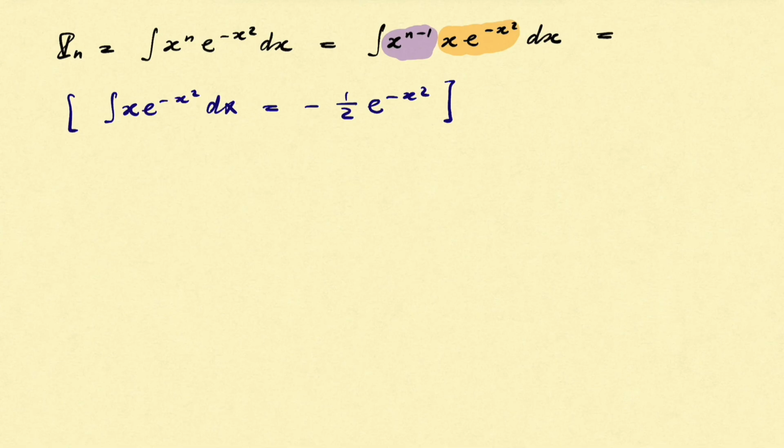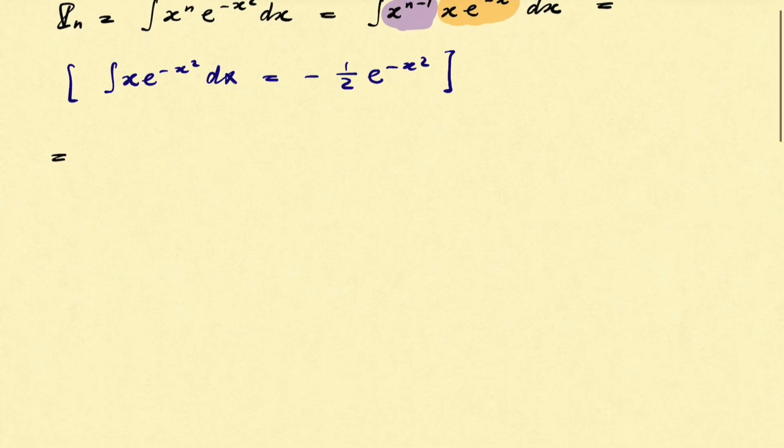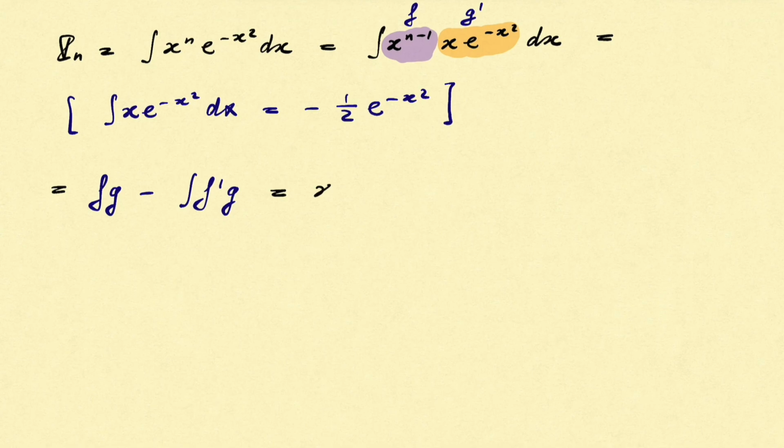Now let's apply integration by parts. Again, I'm taking this as our function f and the exponential part as the derivative of some function. In integration by parts we want to obtain the form fg minus the integral of f prime g. Now let's see this in terms of our functions. First we rewrite f, which is x to the n minus 1, and we multiply this by the antiderivative of g prime. We already know that it's e to the minus x squared over minus 2.